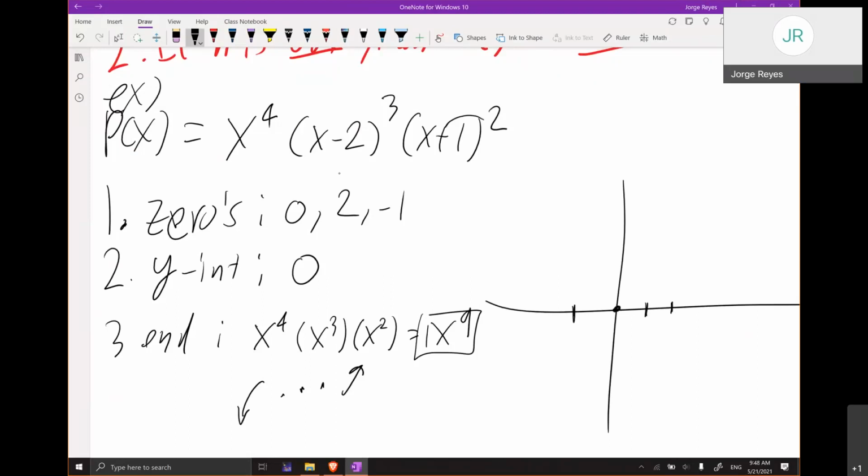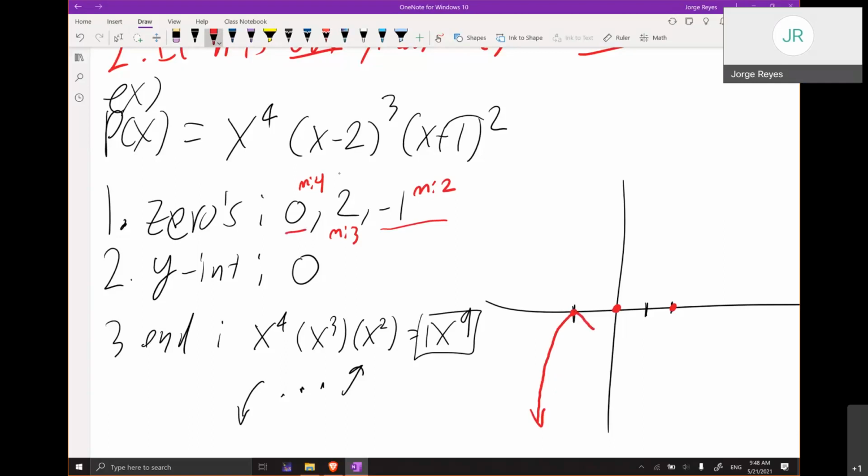And then 0 has multiplicity 4, 2 has multiplicity 3, and -1 has multiplicity 2. So I specifically know what's going to happen when I get to my zeros. I start down here, and I'm approaching -1 with multiplicity 2, so that means I don't cross, I bounce.